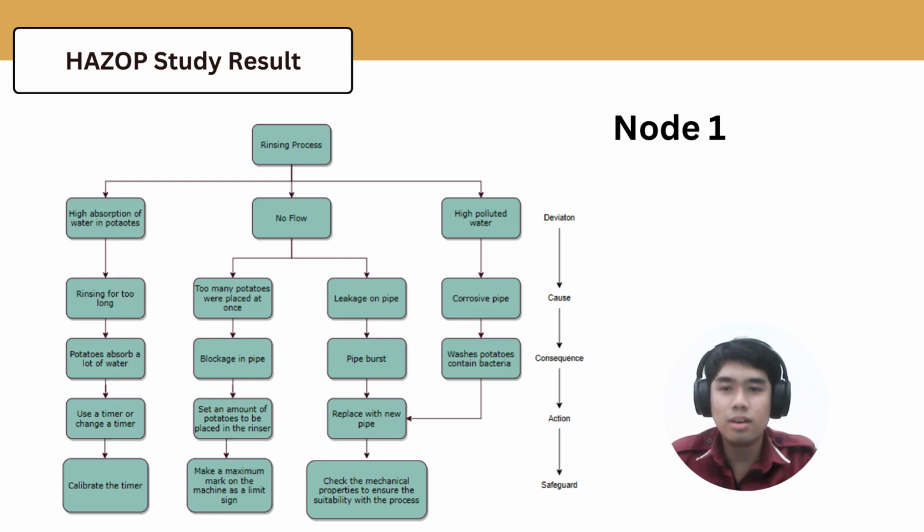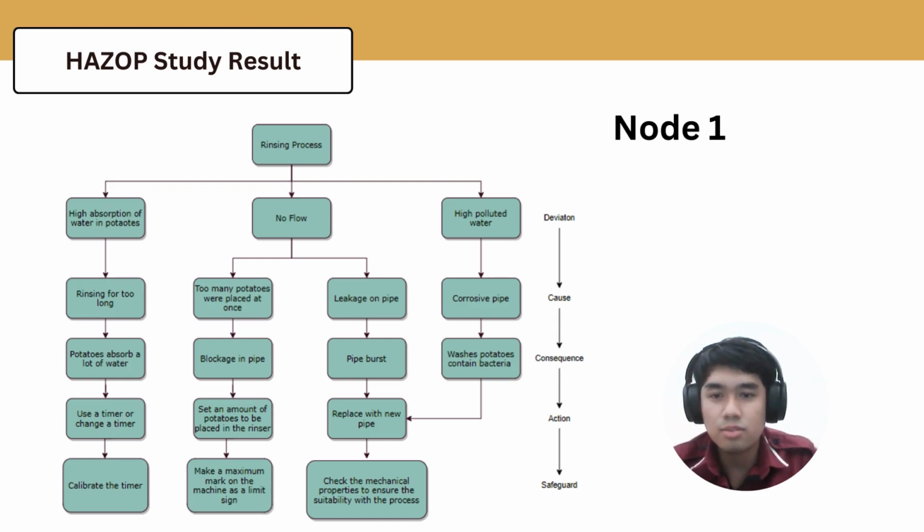Okay, I will continue with the hazard study results. For node 1, for the rinsing process, we have 4 deviations from 2 keywords, which are no and more of. The first one is no flow. The cause is too many potatoes were placed at once, and then we have block.